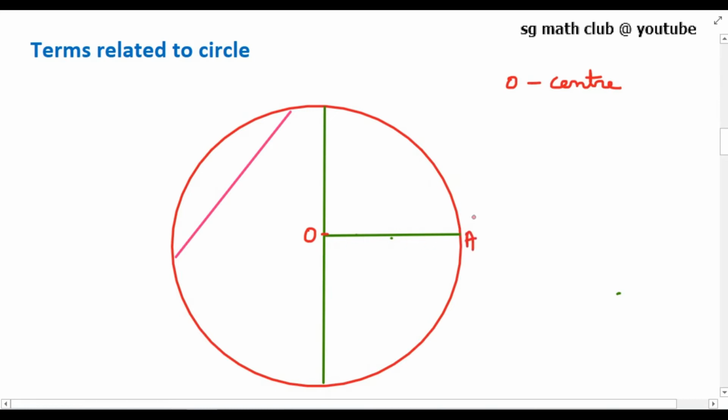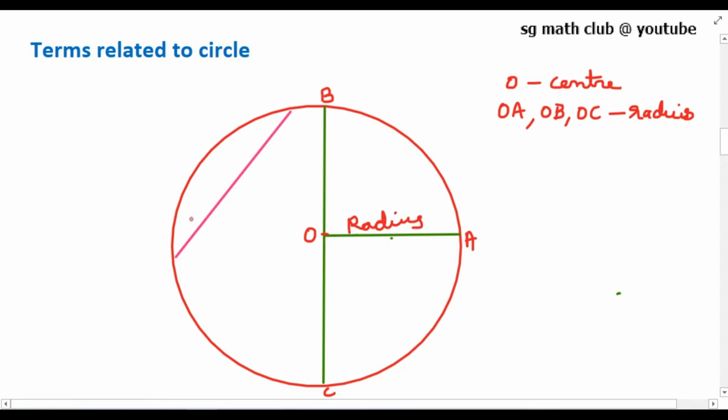So I can say OA is a radius, OB is also a radius, OC is also a radius. So the line segment joining the center and any point on the circle is called a radius. So I have OA, OB, OC, all these are radii of the circle.